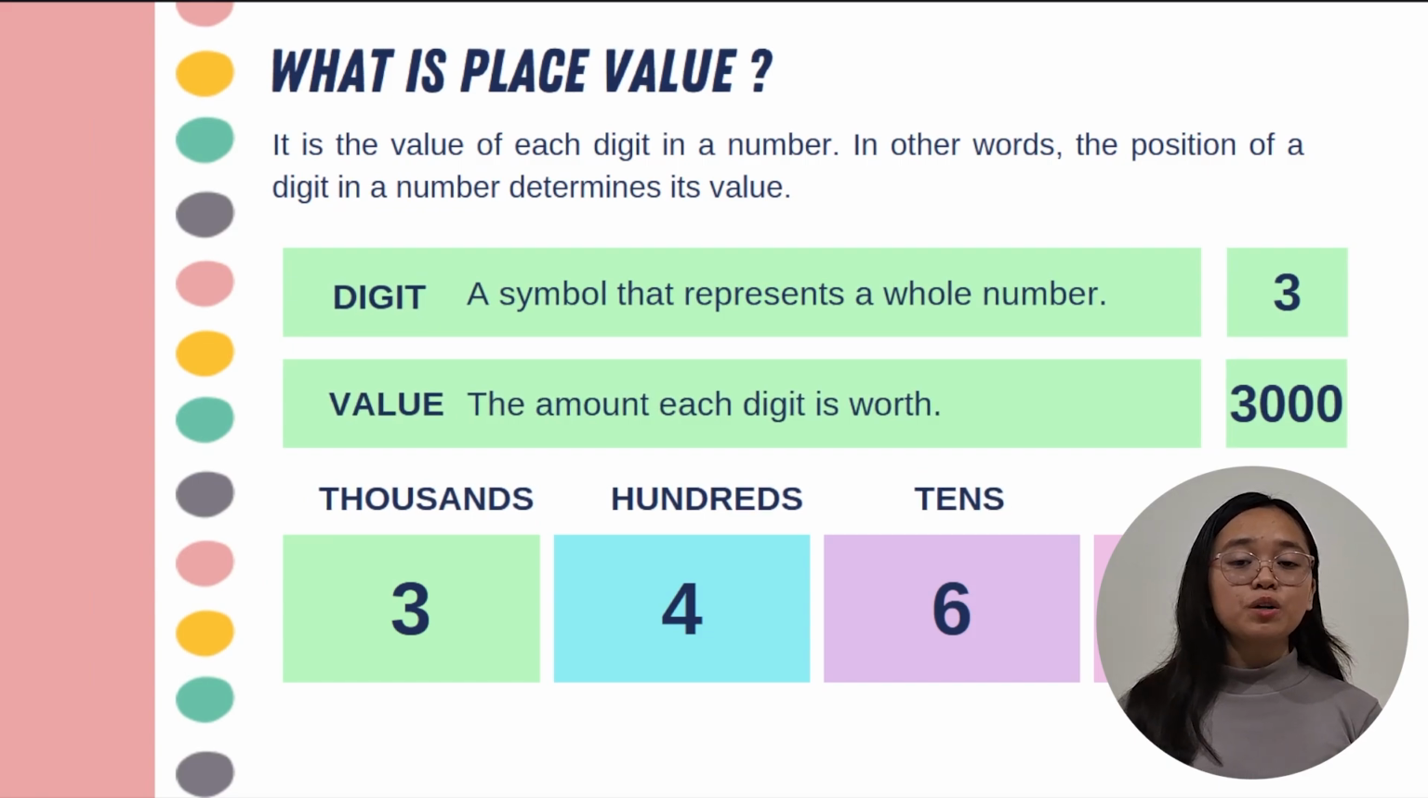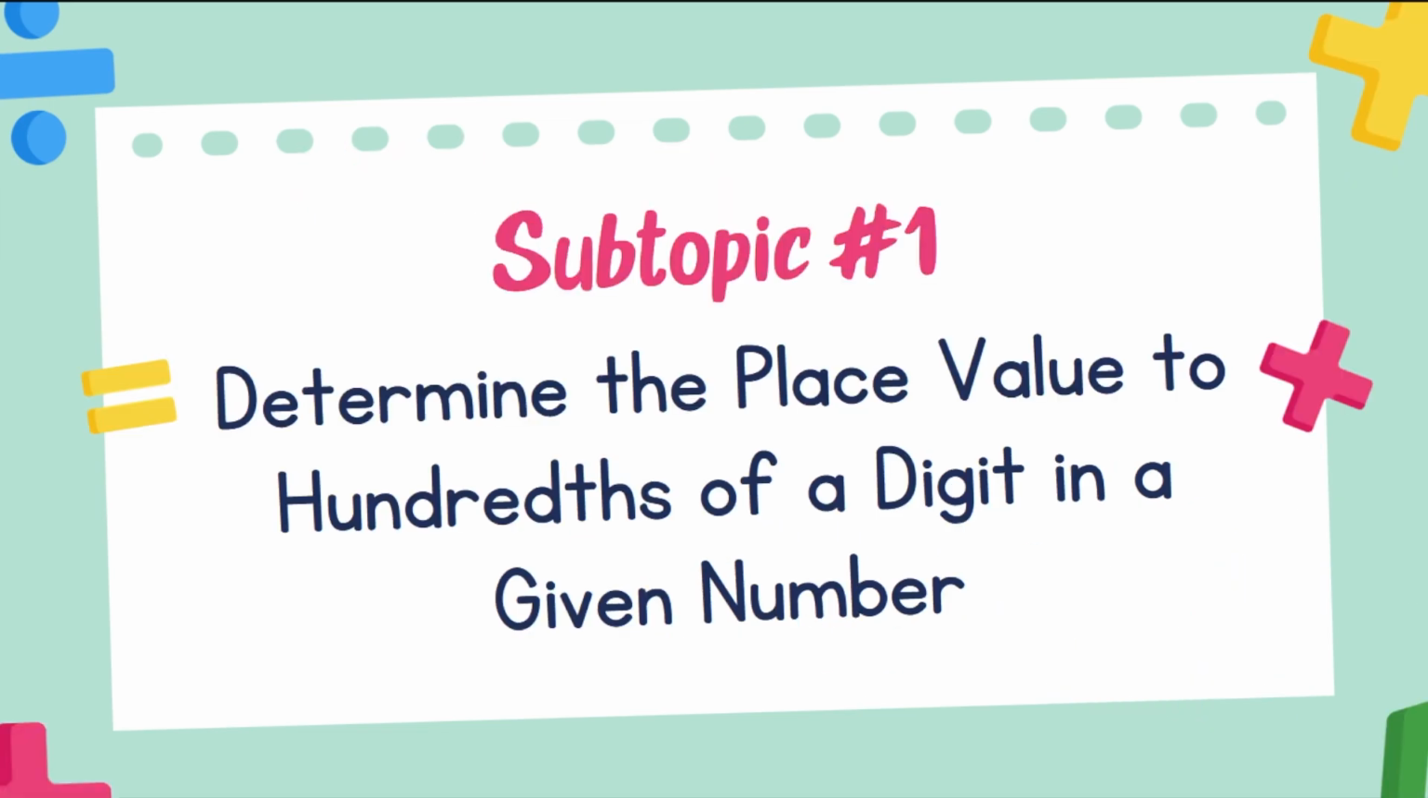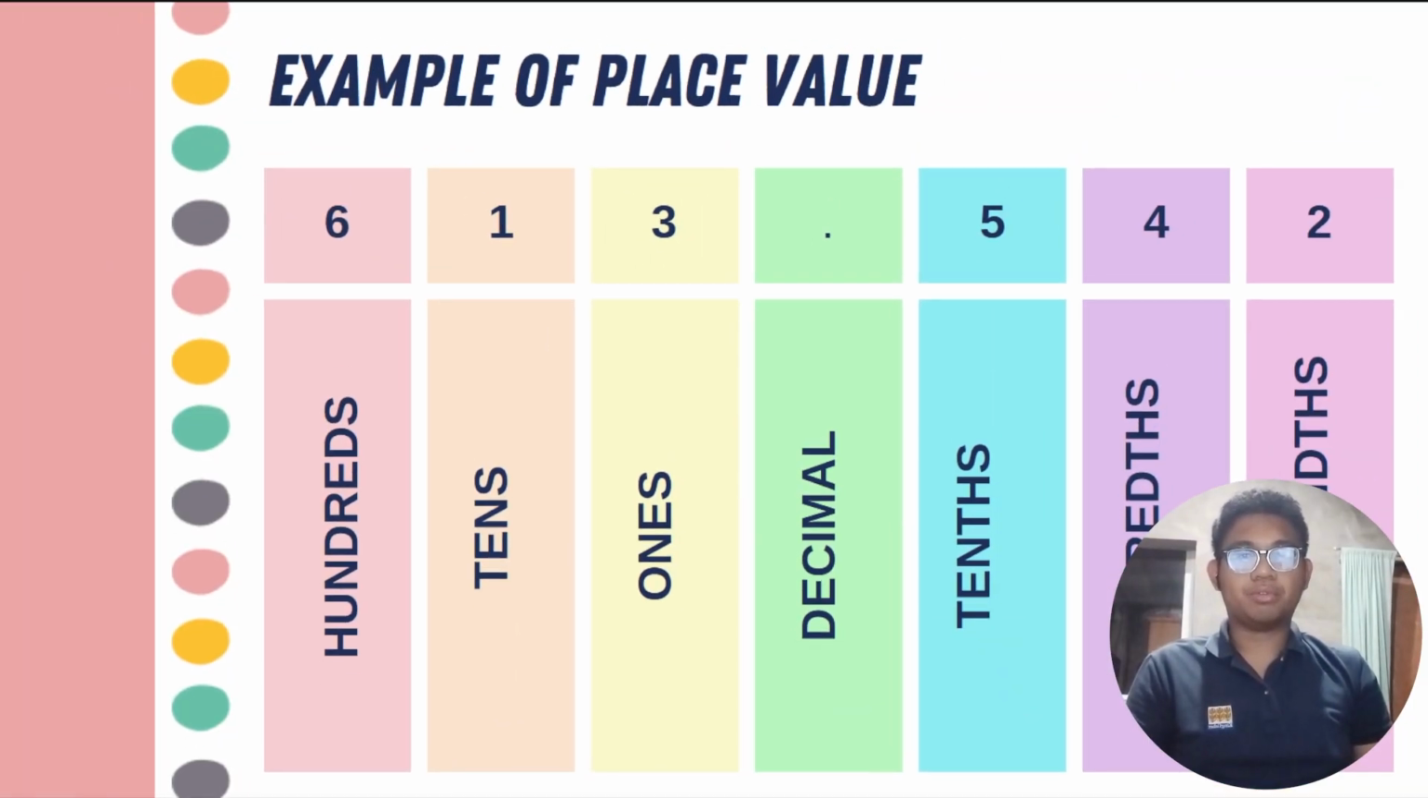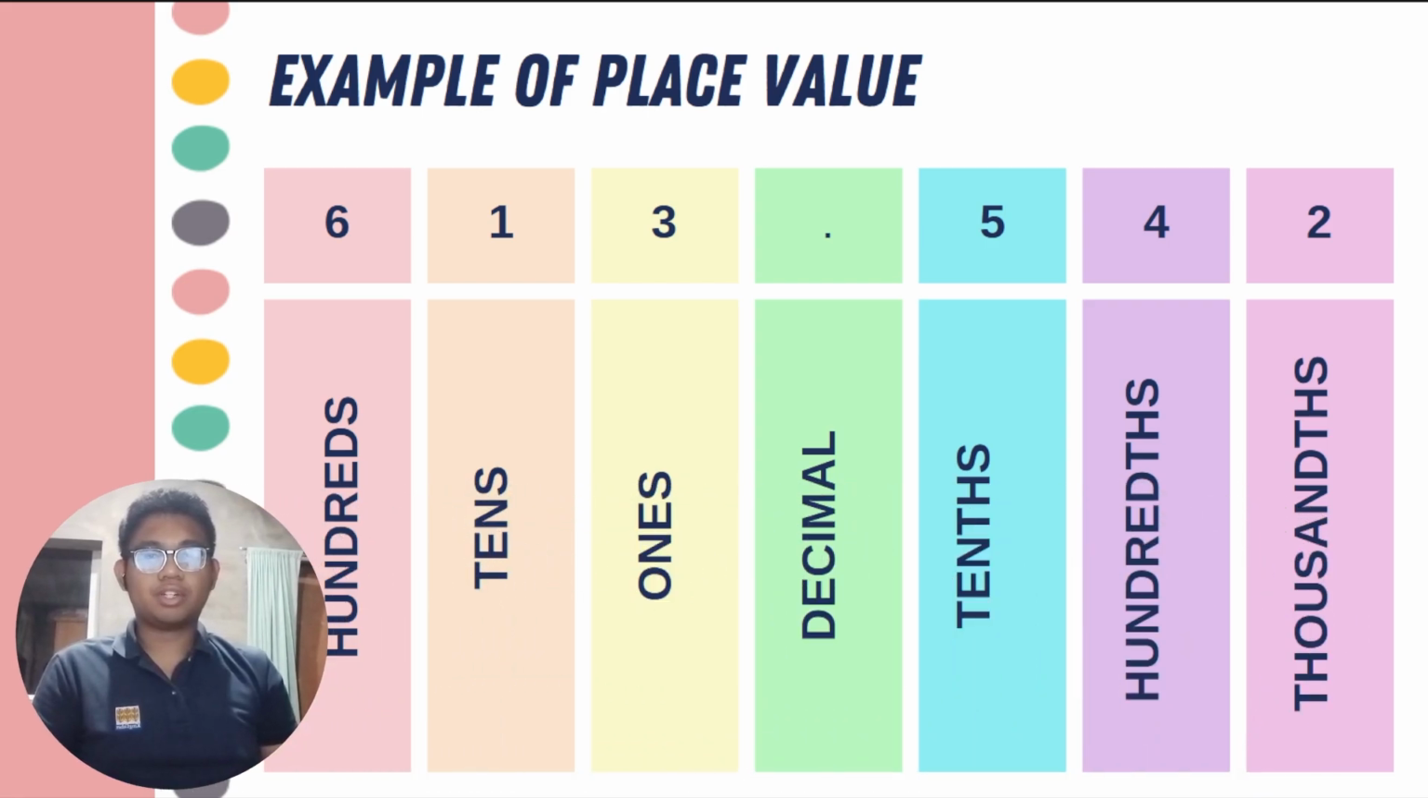Place value has two important parts. First, a digit is a symbol that represents a whole number. On the other hand, a value is the amount of which every digit is worth. So here is the example of a place value. 613.542, where 6 is the hundreds, 1 is the tens, 3 is the ones, 5 is the tenths, 4 is the hundredths, and 2 is the thousandths.